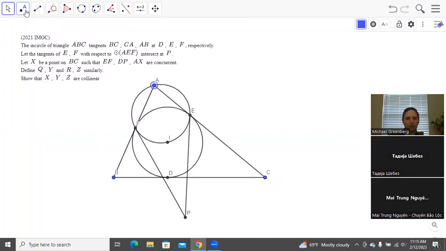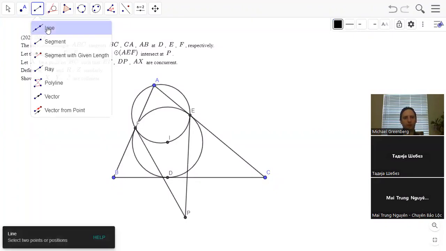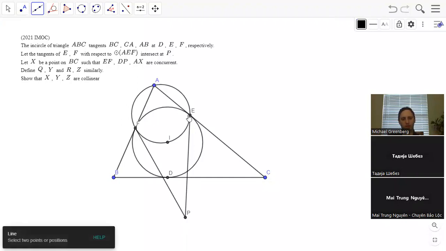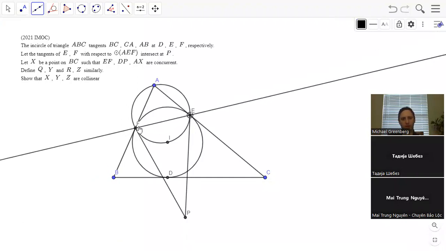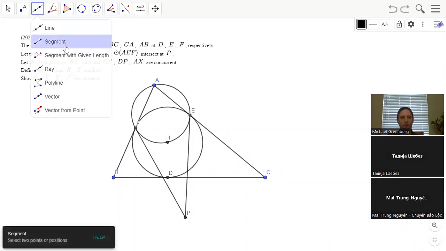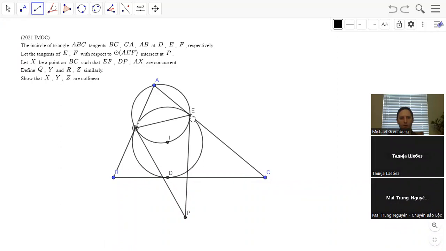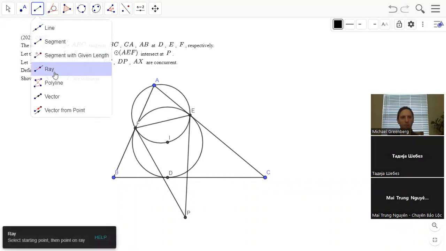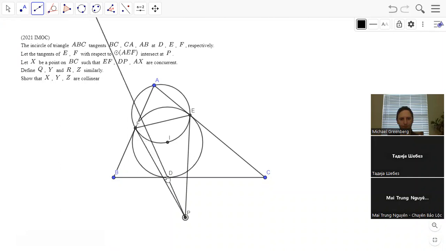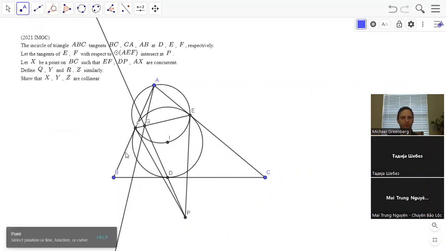X is on BC such that EF, DP, and AX are concurrent. Interesting. Let me make things a little nicer. Draw ray. That's interesting. Oh, we have to do this symmetrically. That's annoying.